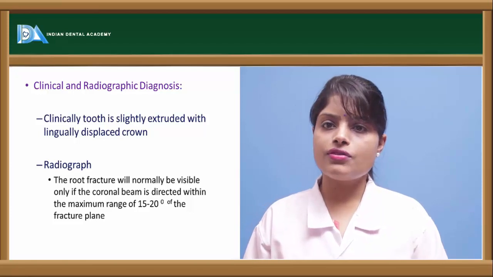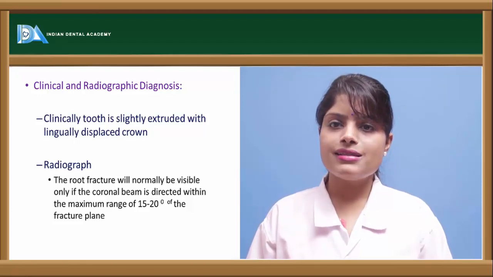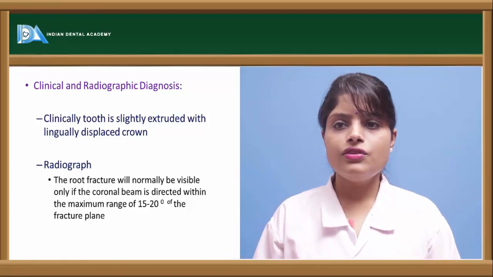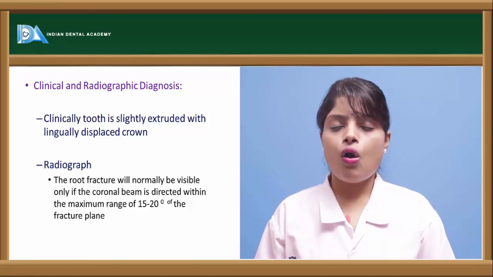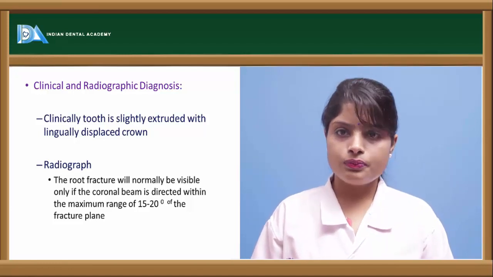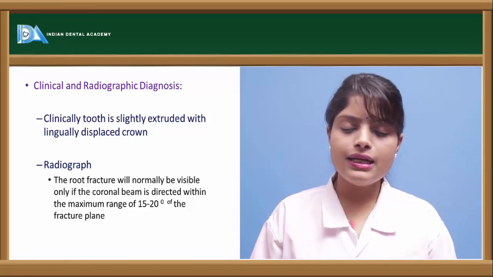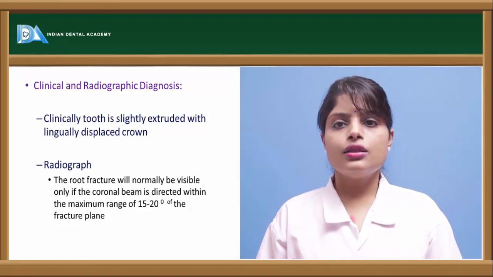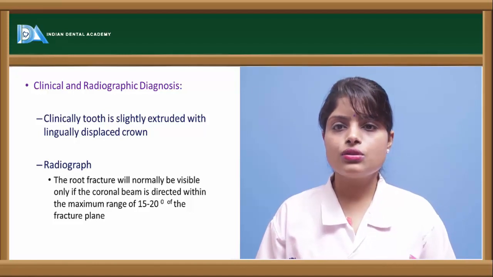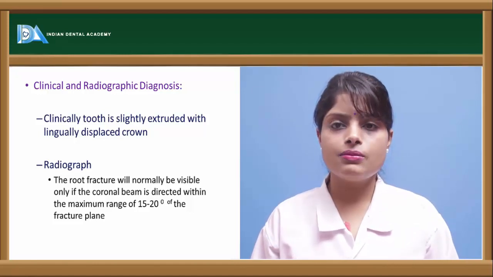If the radiograph is taken by the means of bisecting angle technique at 15 to 20 degree angulation of the X-ray over the tooth, then only the root fracture can be visible. On clinical examination, the tooth will appear to be slightly extruded out of the socket and displaced lingually.